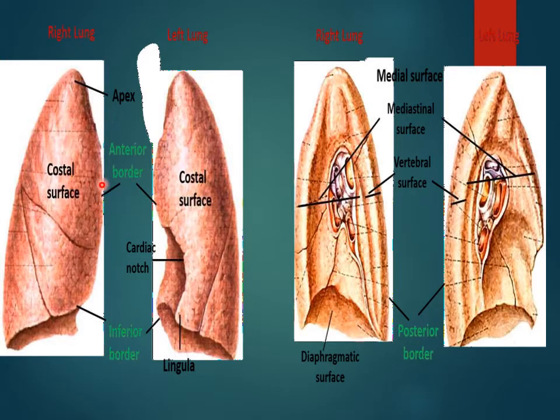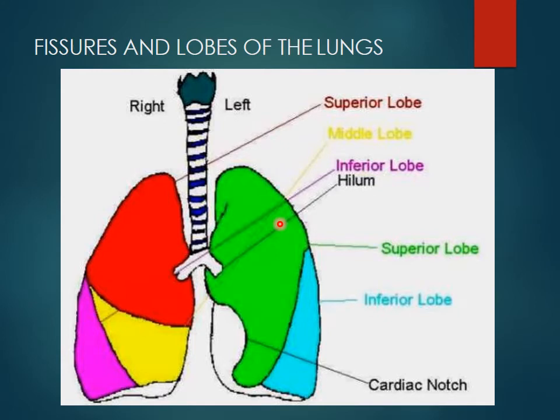We can see in this diagram all the surfaces and the borders. The costal surface can be easily appreciated here, and the mediastinal part of the medial surface, and the vertebral part of the medial surface. Then the anterior border and the inferior border. Till now we have discussed the basic anatomical parts of a lung, composed of its apex, its base, its surfaces and the borders. Now we will move toward the division of a lung into different lobes.